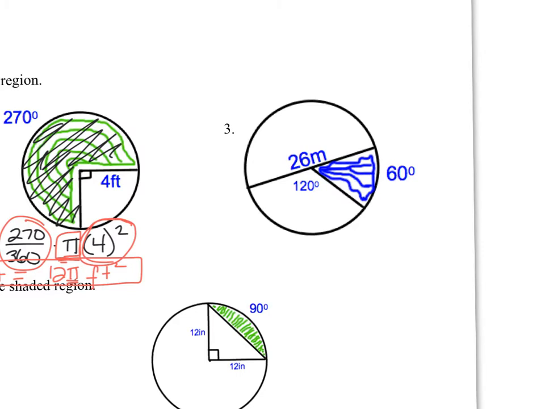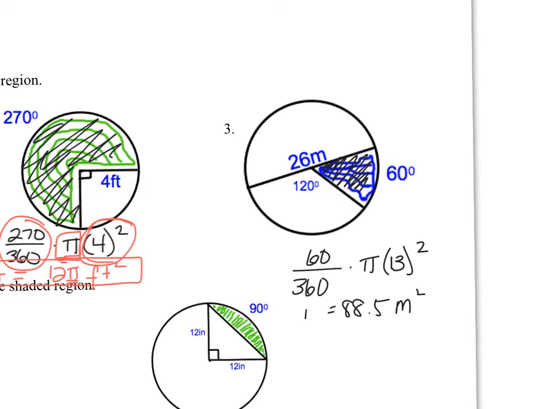So if I look at this problem, I want to find the area of this piece of pie. So that would be 60 divided by 360 times pi. My radius in this problem is 13 squared. So now I'll do 60 divided by 360 times 169, because that's 13 squared, times pi, and I get 88.5 meters squared is my area.